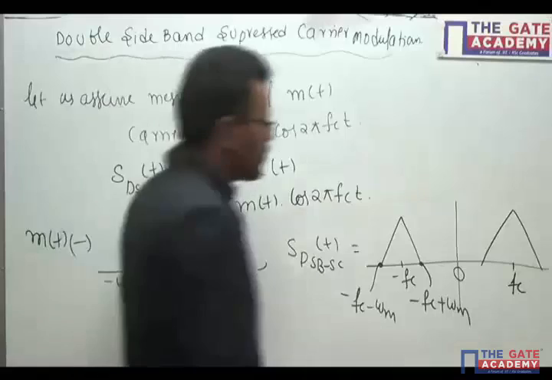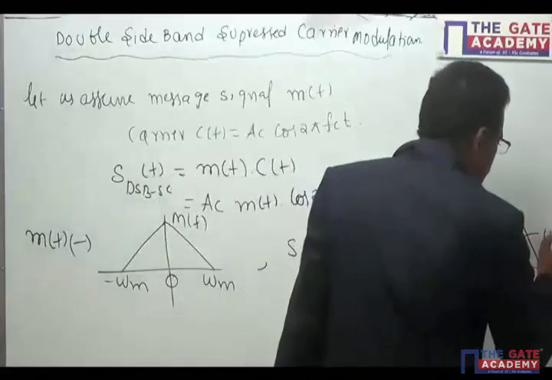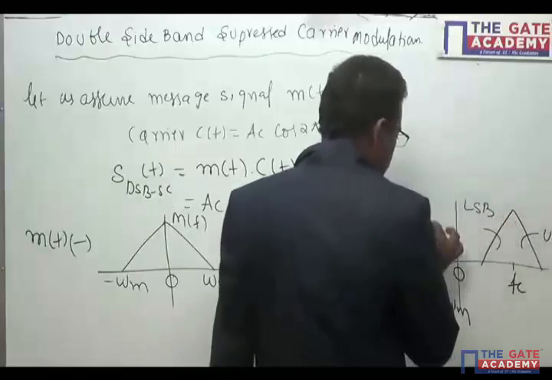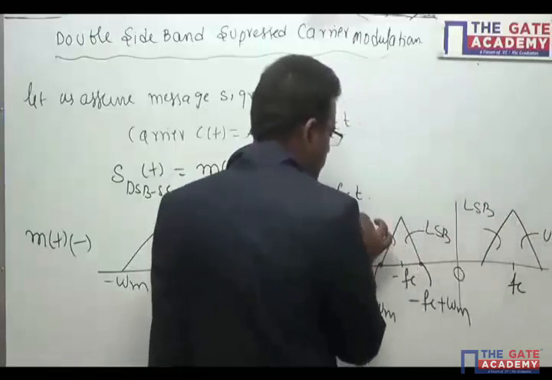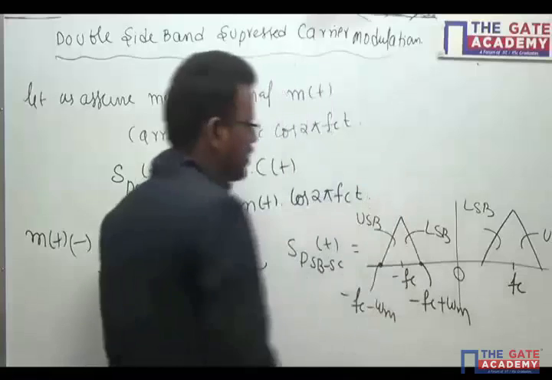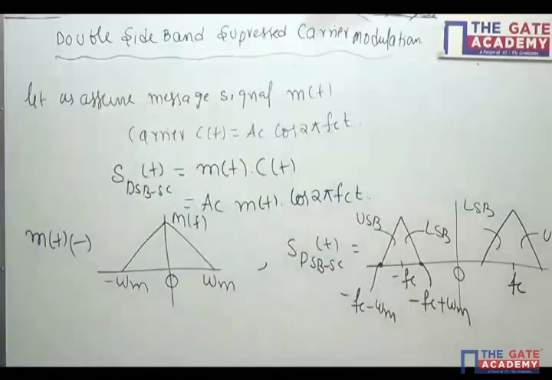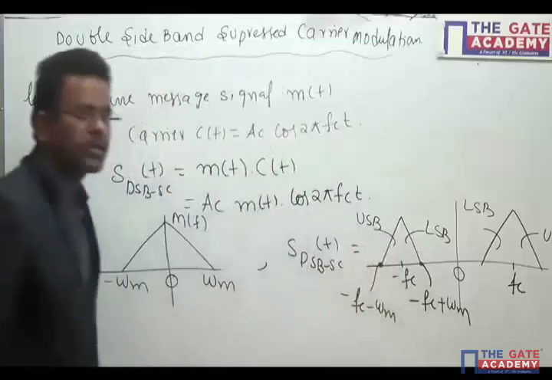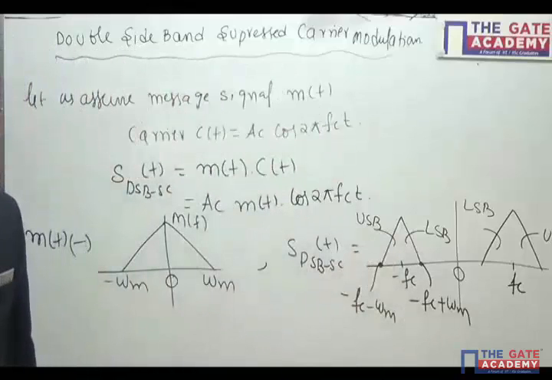Now, the band above is called the upper side band, and below is called the lower side band. So if we observe the spectrum of the DSBSC modulated signal, we have the lower side band and the upper side band. We don't have any carrier frequency component, students.